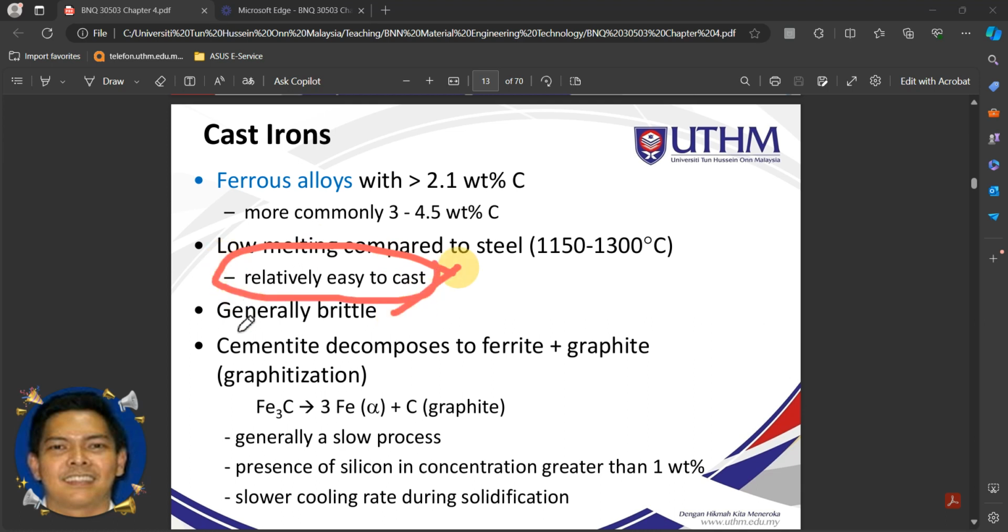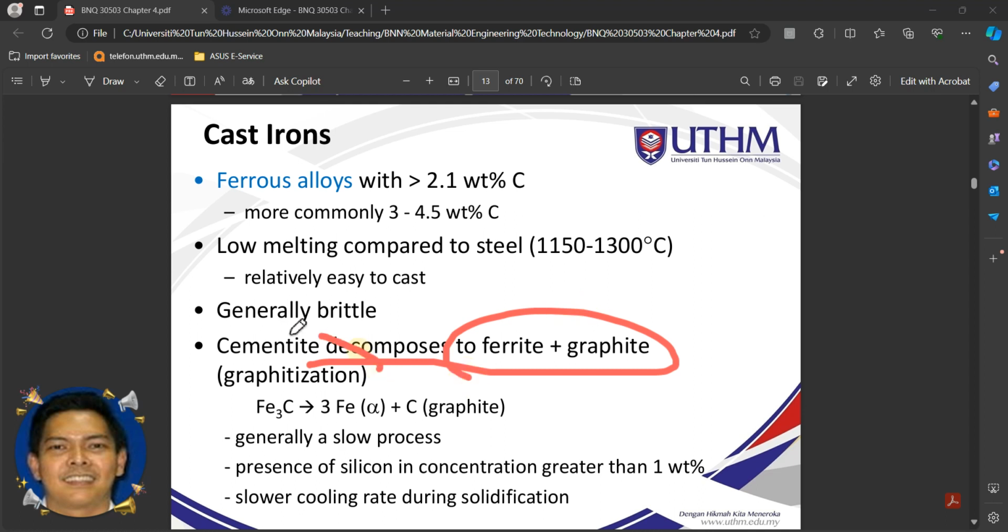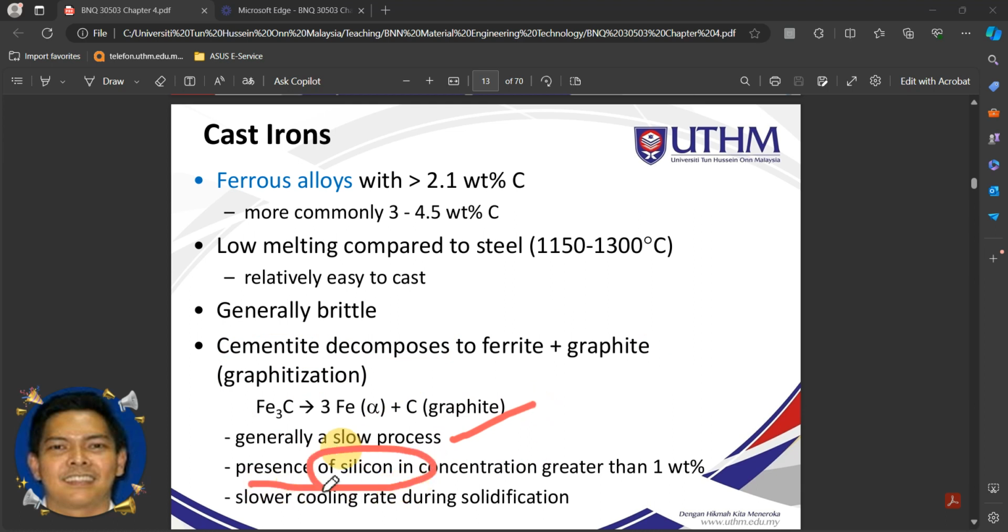Basically, this type of cast iron is generally brittle. Its cementite decomposes to ferrite and also graphite via the graphitization process. You can see here how it is being decomposed to ferrite and graphite. This is a relatively slow process, and it occurs in the presence of silicon in a concentration greater than 1% by weight of the material. So a slow cooling rate during solidification is required to produce this type of material.